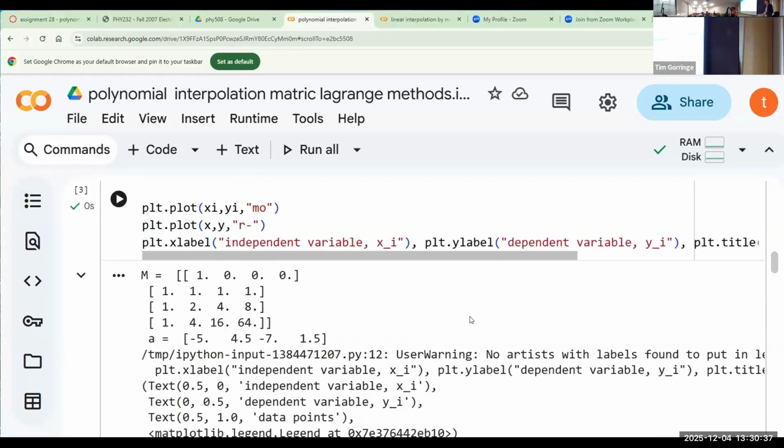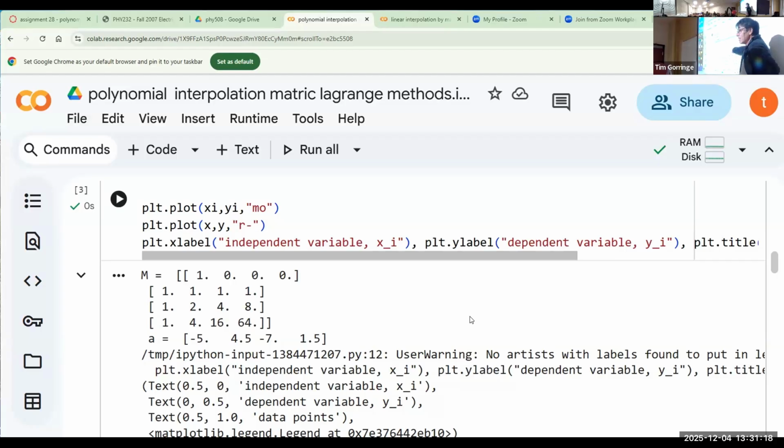Here, just so you can see it, this is the Vandermonde matrix in this case. It's now a 4 by 4 matrix. The first column is just the ones of the Vandermonde matrix. The second column is the independent variable data points. The third column is the square of them, and the 4th column is the cube of them. So, for example, the second data point has xi is 2, square is 4, cube is 8.